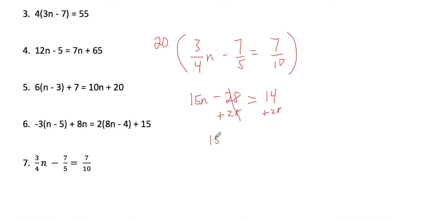That gives us 15n equals 42. We divide both sides by 15, and n is equal to 42/15, but I can reduce that because 3 goes into both of them evenly. So that's going to reduce to 14/5. Because 3 goes into 42 14 times, and 3 goes into 15 5 times.